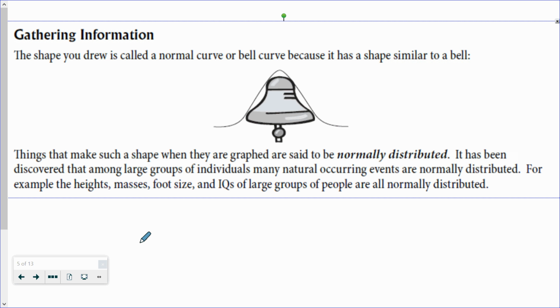For example, something like height is normally distributed because it's continuous, right? Masses of people, so how much people weigh, is normally distributed. You have people that are heavier and lighter, and you're going to have more people grouped around the mean. Foot sizes, IQs of large groups of people are all normally distributed. So on to the next one.